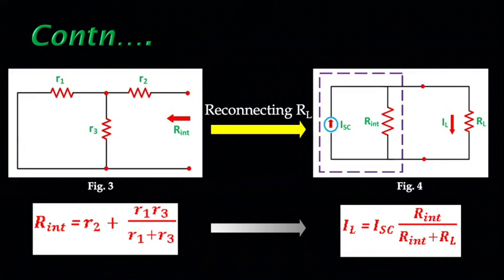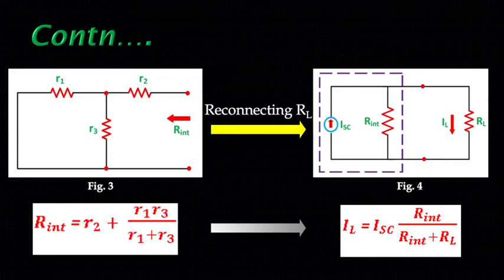Now the short circuit is removed and the independent source is deactivated as shown in the circuit diagram, and the value of the internal resistance is calculated. This internal resistance is also called Norton's resistance. Then find Norton's resistance or internal resistance. R1 and R3 are parallel and R2 is in series. So internal resistance equals R2 plus R1 into R3 divided by R1 plus R3.